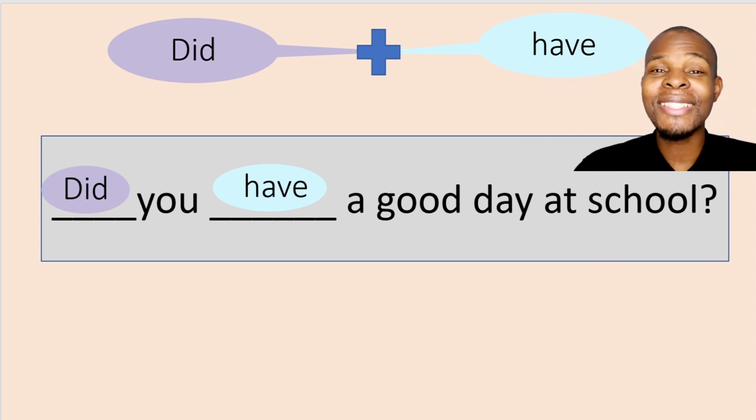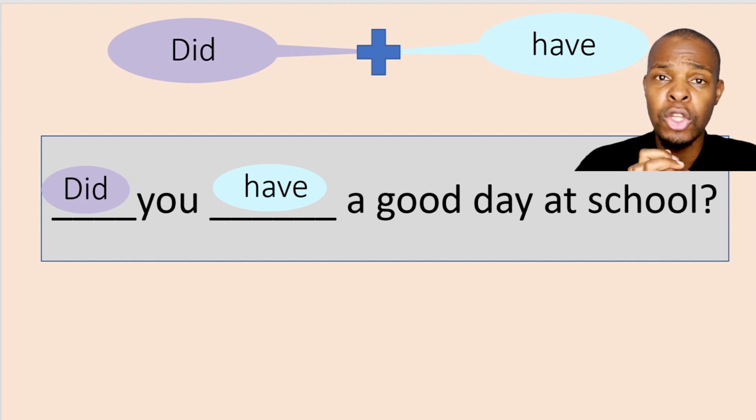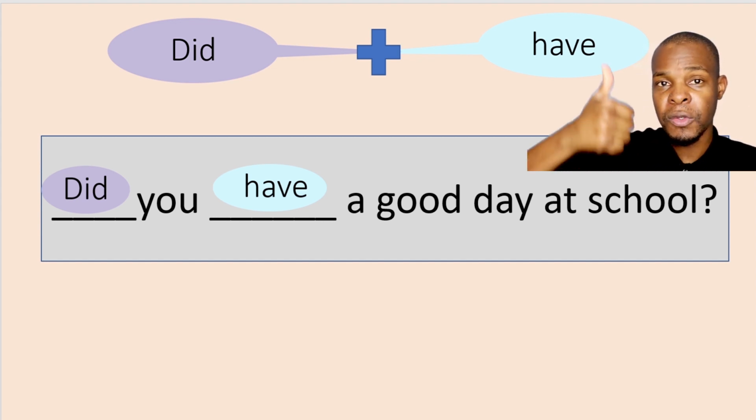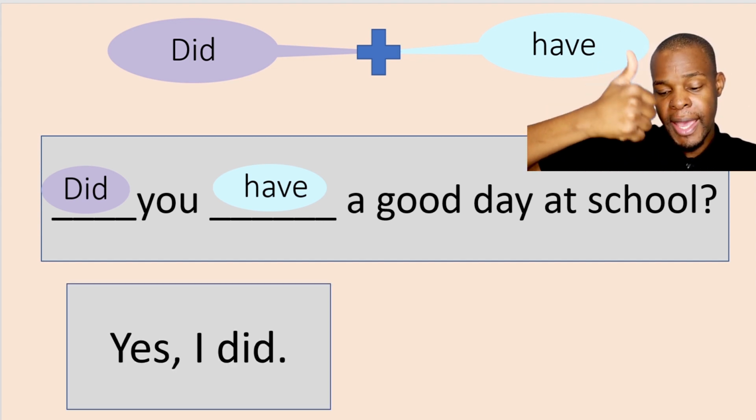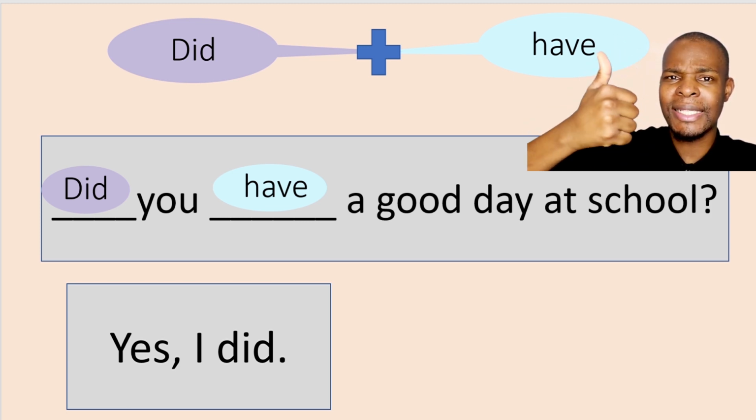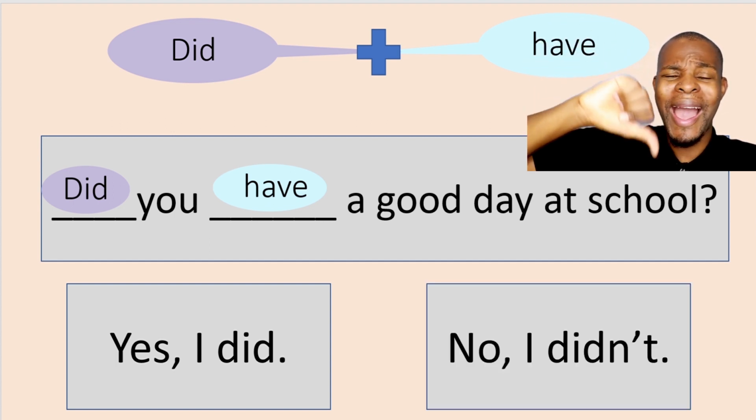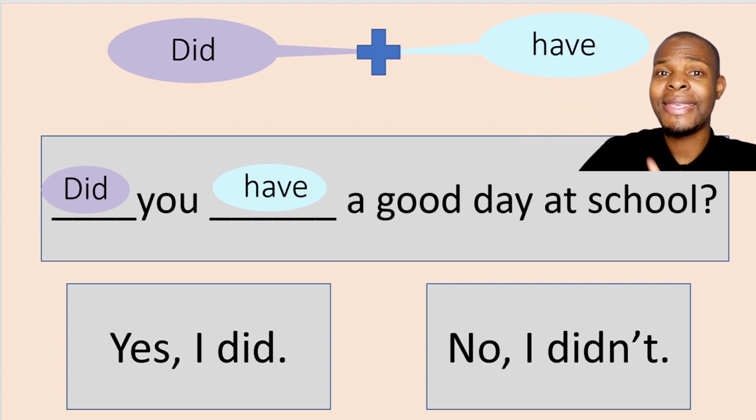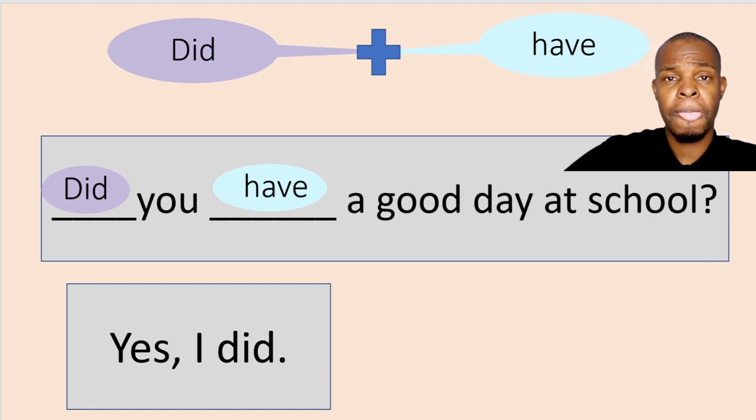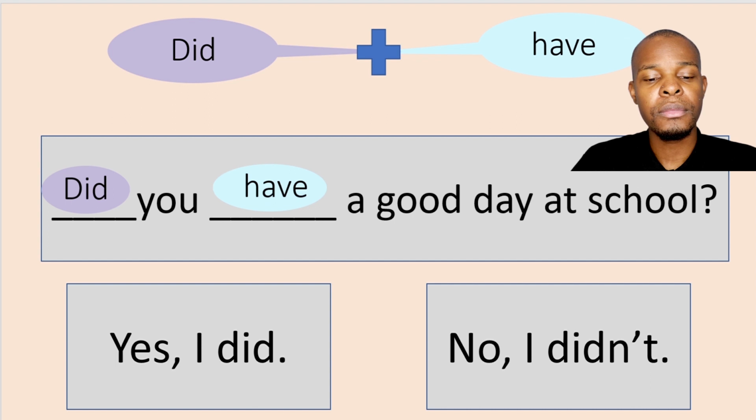So how do you answer if somebody asks you, did you have a good day at school? Did you have a bad day at school? Did you have money at home? What do you say? If you say yes, yes, I did. But if you didn't, you will say, no, I didn't. Yes, I did. No, I didn't.